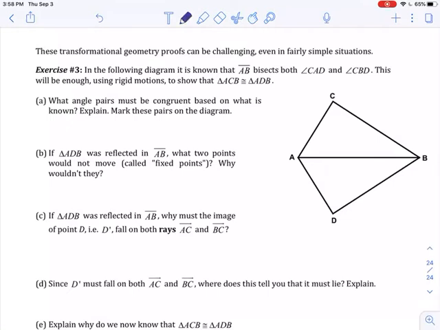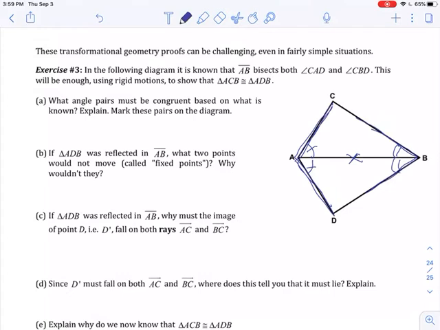So in the following diagram, it is known that AB bisects angle CAD. So it's taking angle CAD, this whole angle, and it's cutting it in half. So this top half is equal to this bottom half. And I'm also bisecting angle CBD on the other side. So this top half is congruent to this bottom angle right there. This will be enough using rigid motions to show that triangle ACB is congruent to triangle ADB, because they not only have the two angles that are congruent, but they also share that side in the middle.